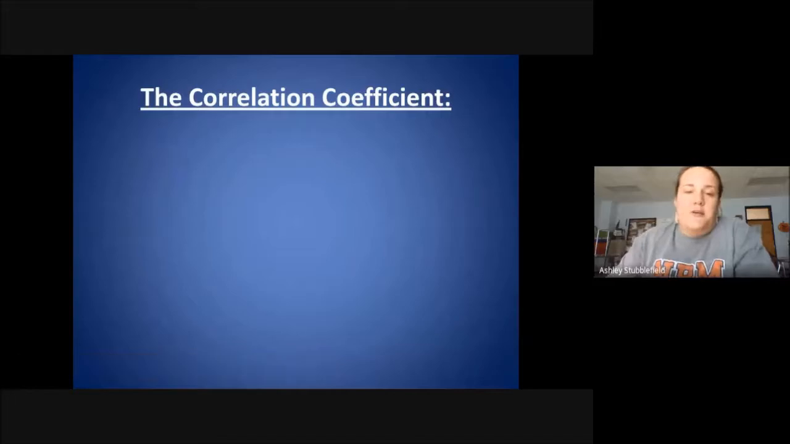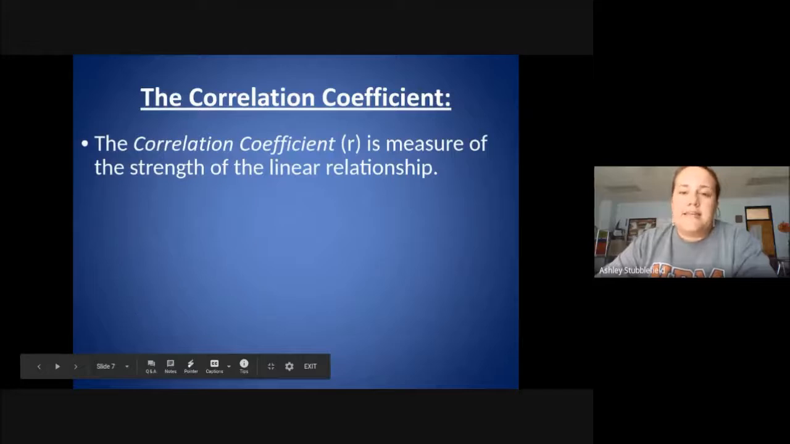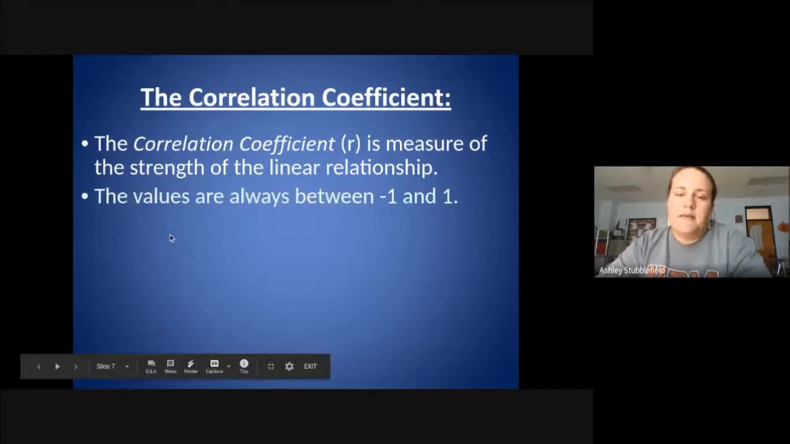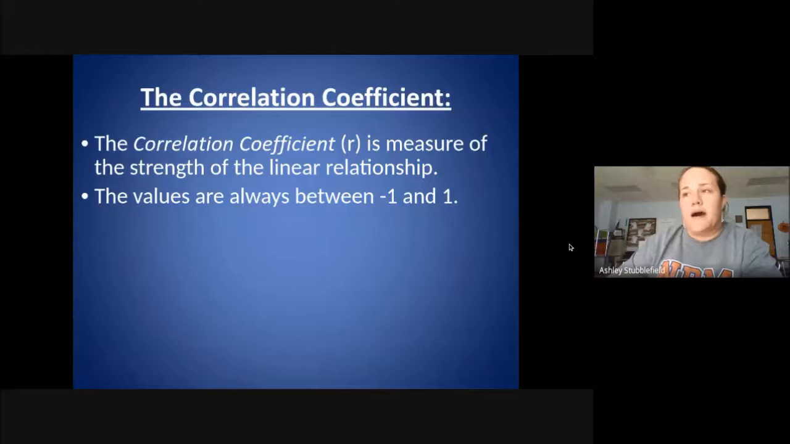So with scatter plots, we have something called the correlation coefficient. And that is the measure of the strength of your linear relationship. And they use the letter R to represent the correlation coefficient. Your values are always between -1 and +1. Obviously, if you have a positive number, that means you have some sort of positive relationship. If you have a negative number, then you're going to have a negative relationship.